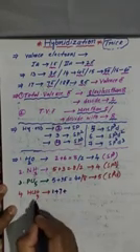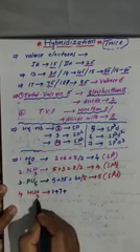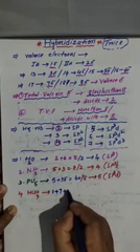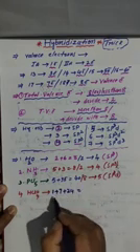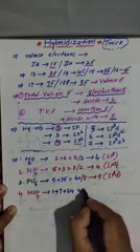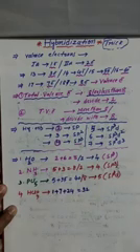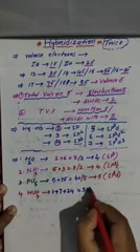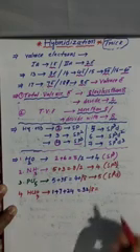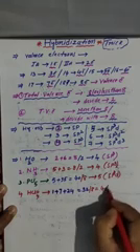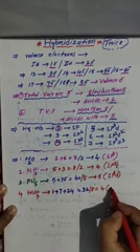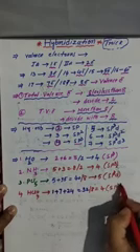Plus oxygen. We have 4 oxygens. Each oxygen has 6, so 6 into 4 is 24. So that is 24 plus 8, 32 total valence electrons. More than 8 means divide by 8. 32 by 8, you are getting 4. 4 means sp3. So what is the hybridization in perchloric acid?